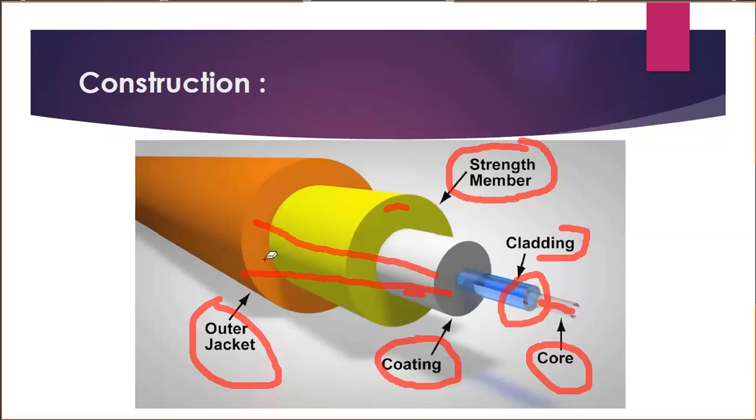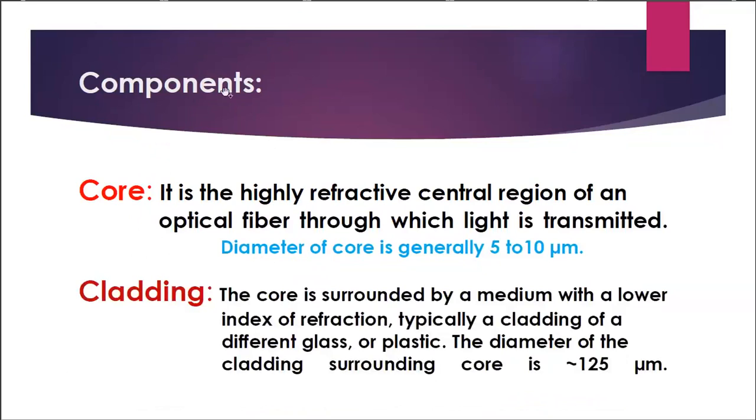Let me come to the next case, components. Let's discuss again in proper depth now. The first part is the core. It is the highly refractive central region. As I said, it is the central part of a wire. It is the highly refractive central region of an optical fiber through which your light is transmitted. It is very clear to you that this is the core, from where your light transmits from one end to the other end.